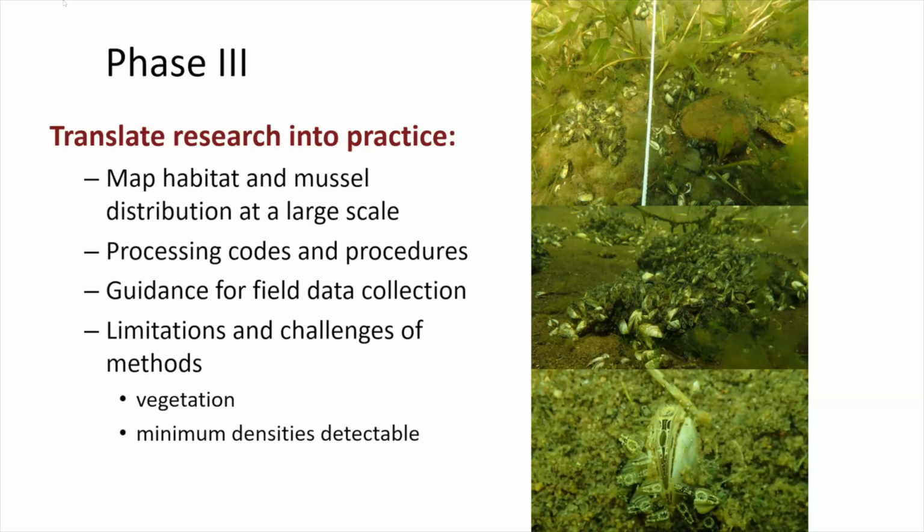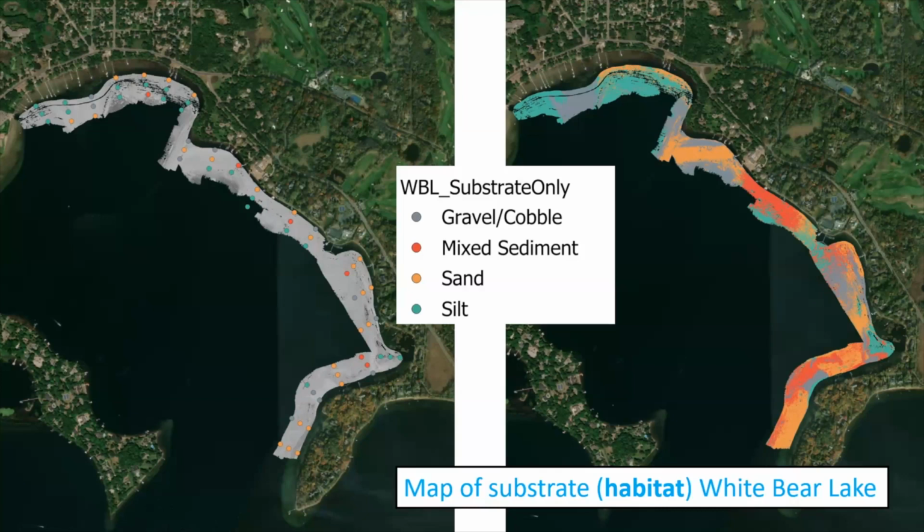Okay, so here's again a map of the northeast corner of White Bear Lake with the acoustic backscatter information on the left-hand side that's overlain by our ground truth points, and on the right-hand side, our classified habitat map in White Bear Lake.